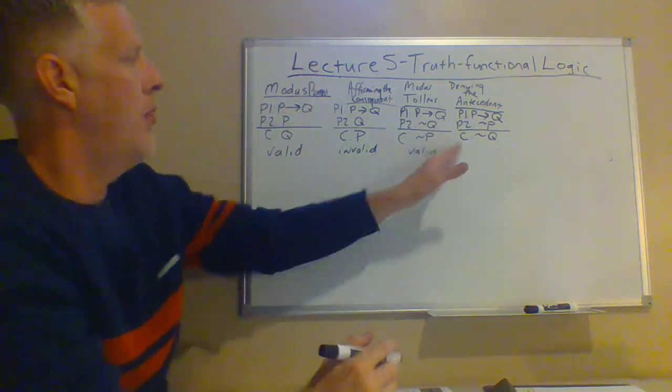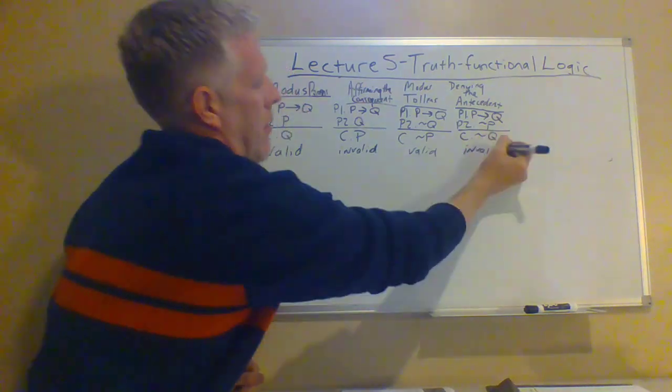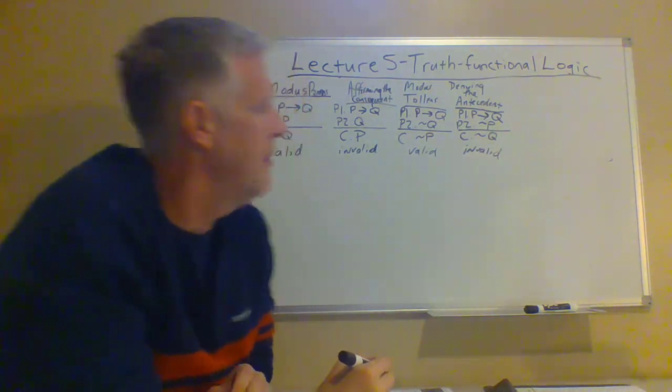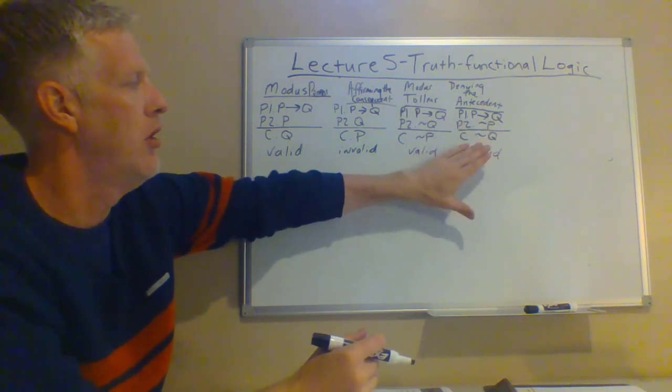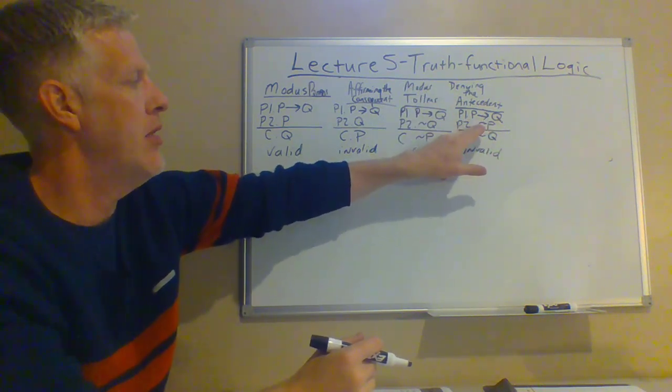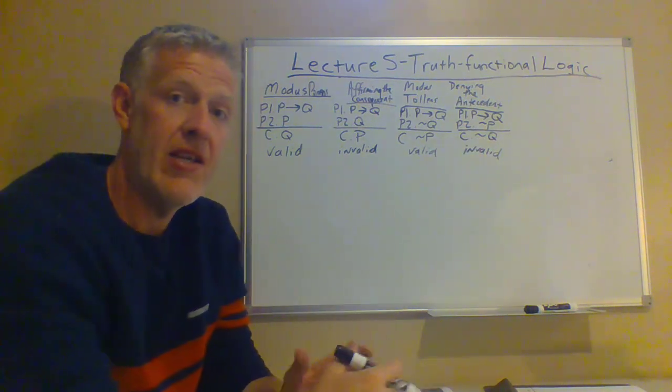So that's the underlying form. Again, this one's always going to be invalid. It doesn't matter what is being said in the everyday sense if it has this underlying structure: if P then Q, not the case that P, not the case that Q. If that's the underlying structure of what they're saying, it's invalid.